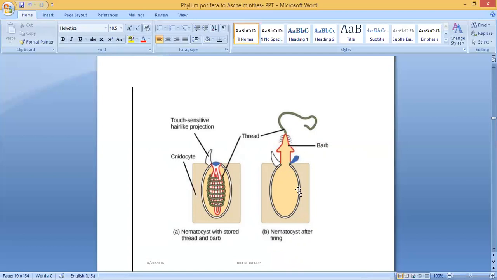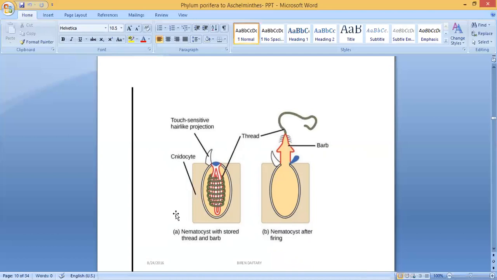Okay, you can see in the second figure, the nematocyst after firing. So this is the barb, this is the thread. This contains some toxic or poisonous substance. With that, it can kill the prey. Clear? So this is the barb and thread. It contains some toxic substance.